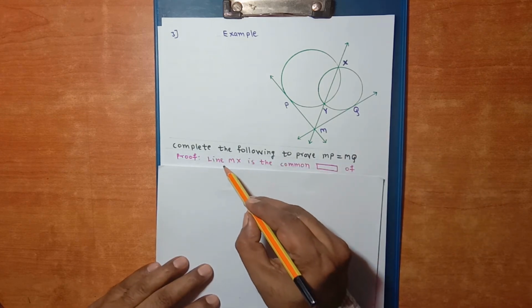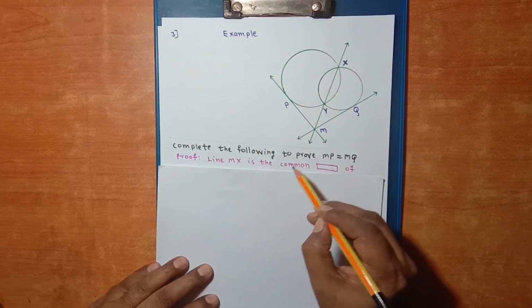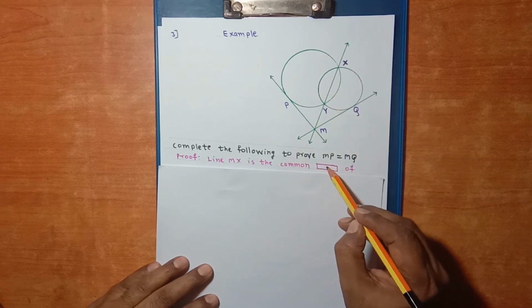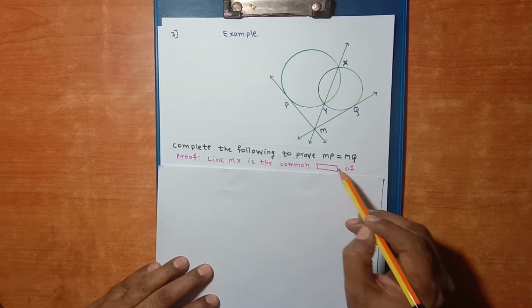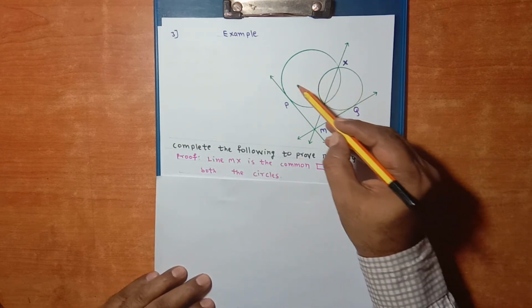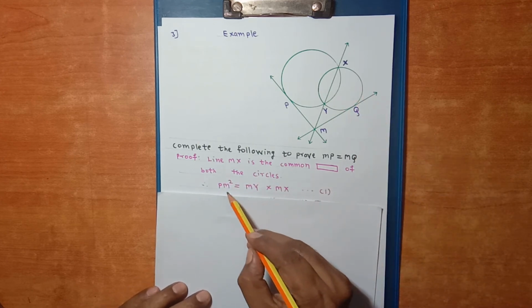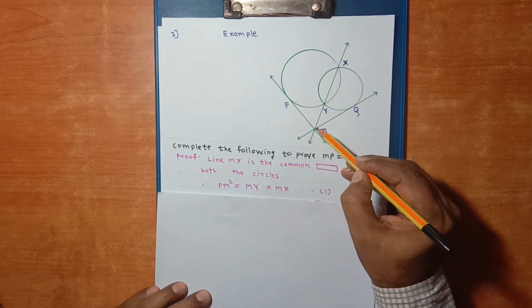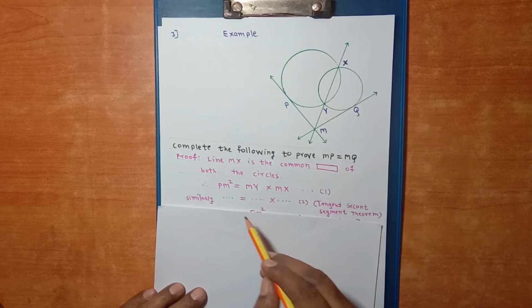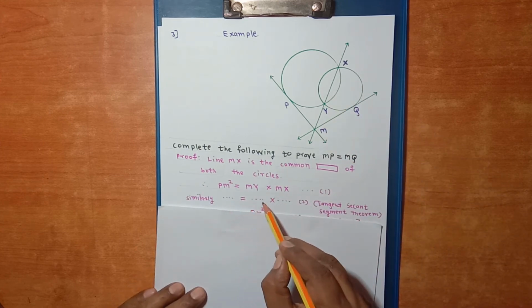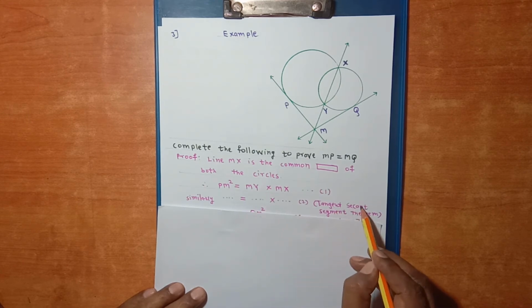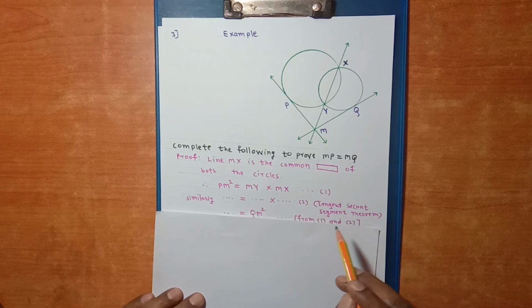Proof. Let MX be the common, this is MX, it is the common. An empty box is there, so we have to write the proper answer in this box. Of both the circles, these are the two circles. PM square is equal to MY into MX. Result 1. Similarly, dot dot dot is equal to dot dot dot into dot dot dot. Number 2. Reason is tangent secant segment theorem.